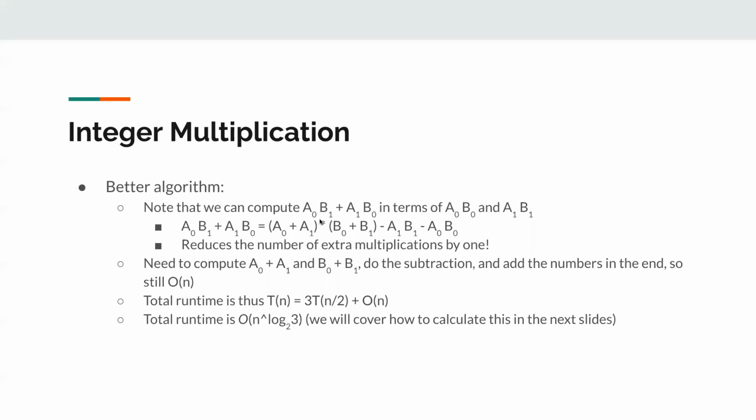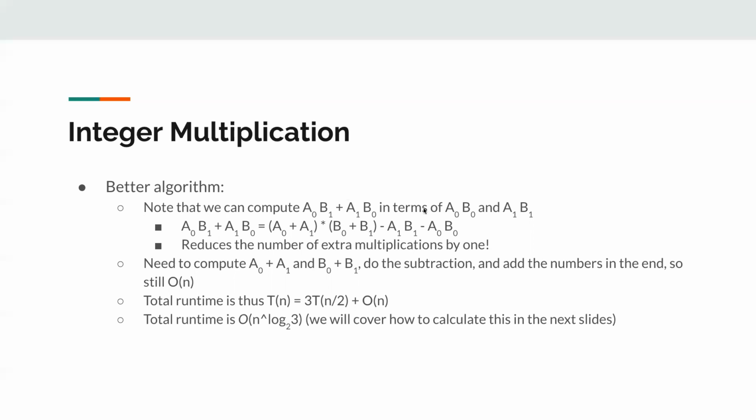This is just mathematically pushing things around. You can compute this sum in terms of A0, B0, and A1, B1. If you expand this out, we'll see that it comes out to A0 B1 plus A1 B0. The reason this works is that multiplication is more expensive, so we want to minimize how many things we're multiplying, but addition is easier because it's linear time, O(n).